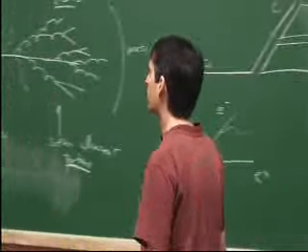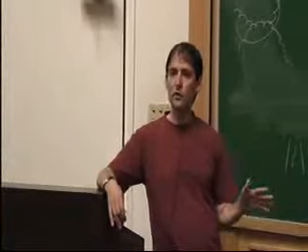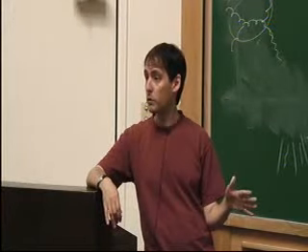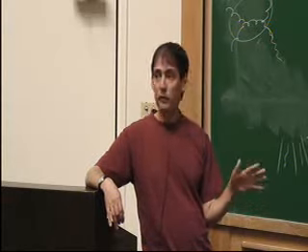The soft collinear effective theory is a method for doing these types of calculations that relies very strongly on the fact that you have a perturbative theory and a good alpha S expansion.